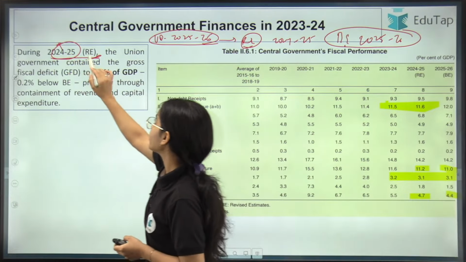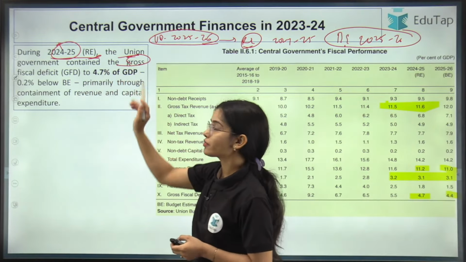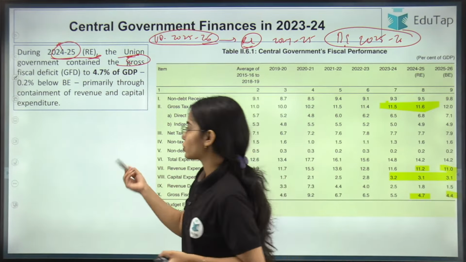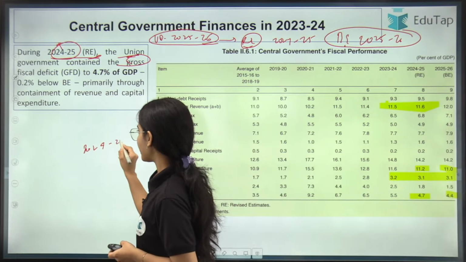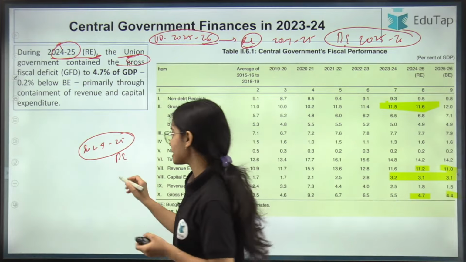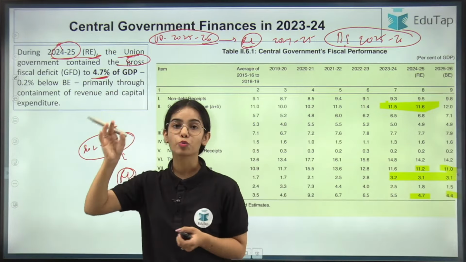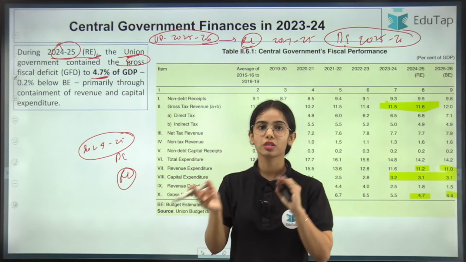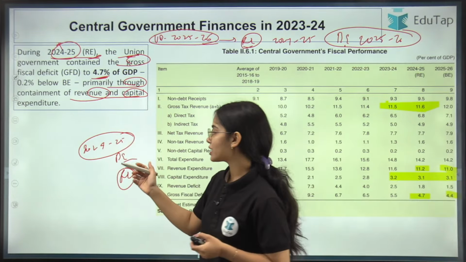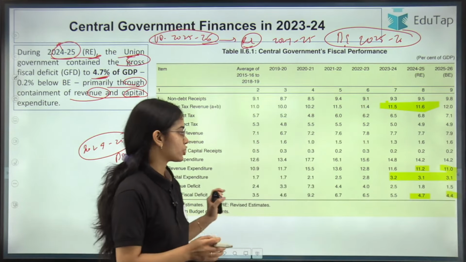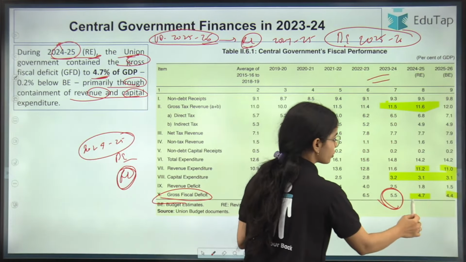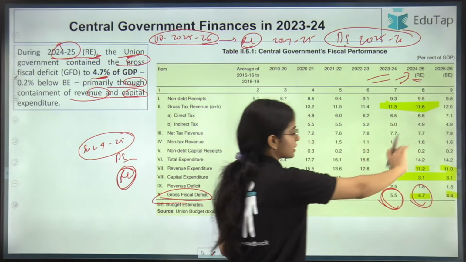So during 2024-25 revised, the union government contained the gross fiscal deficit at 4.7% of GDP, that is lower by 0.2% of the budget estimate. As I have told you, in the 2024-25 budget estimate, it was said that the gross fiscal deficit will be 4.9% of GDP, but in the revised estimates, we have seen that the gross fiscal deficit is only 4.7% of GDP, that is lower by 0.2% of the budget estimate, primarily through containment of revenue and capital expenditure. So the fiscal deficit has reduced because of a decrease in revenue and capital expenditure. Here you can see that the fiscal deficit has decreased from 5.5% in 2023-24 to 4.7% in 2024-25 as per the revised estimates.